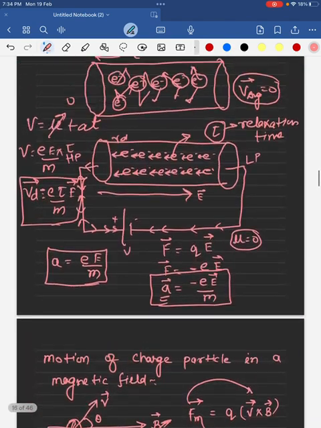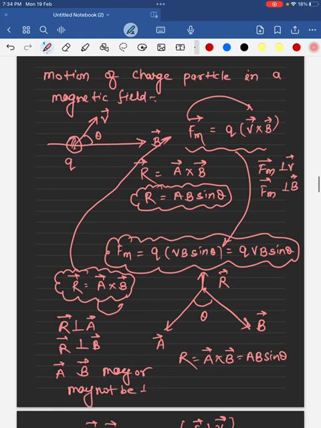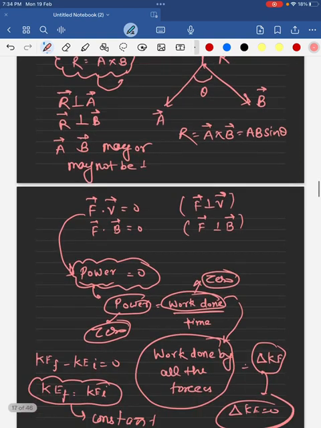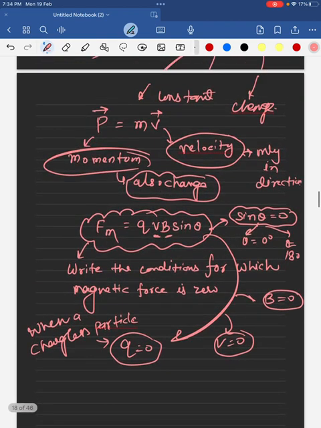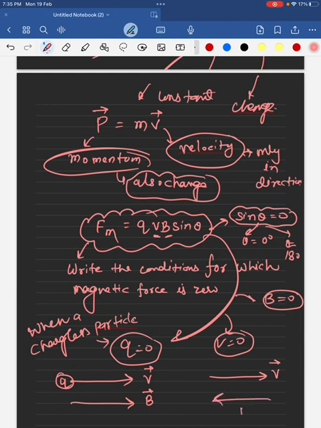Look, theta is the angle between V vector and B vector, and theta is equal to 0. That means V and B are parallel to each other. So if V vector and B vector are parallel, that means the force on a charged particle is 0. If V vector and B vector are anti-parallel to each other, that means theta is equal to 180 degrees. In both cases, the magnetic force on the charged particle will be 0.